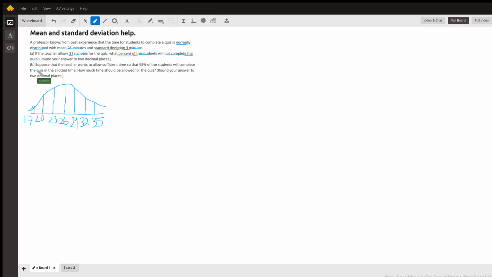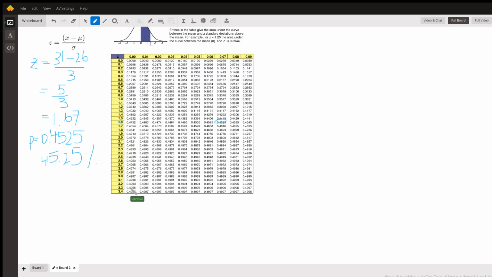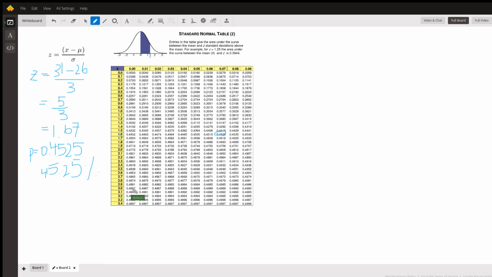Now, let's go to part B. Suppose that the teacher wants to allow sufficient time so that 95% of the students will complete the quiz in the allotted time. How much time should be allowed for the quiz? Round your answer to 2 decimal places. All right, so you'll need your handy dandy Z table again. And the best thing to do is, it's 95%, so you want to find the Z score that correlates to 5%, or at least is the closest to 5%, which is 0.05.